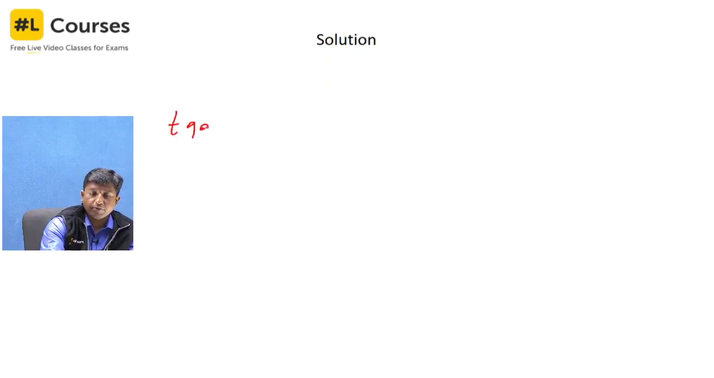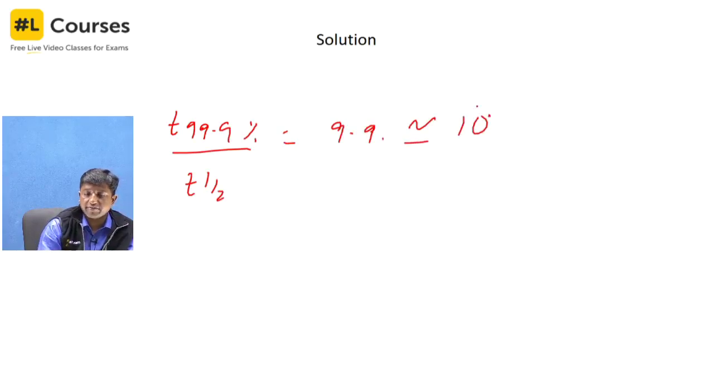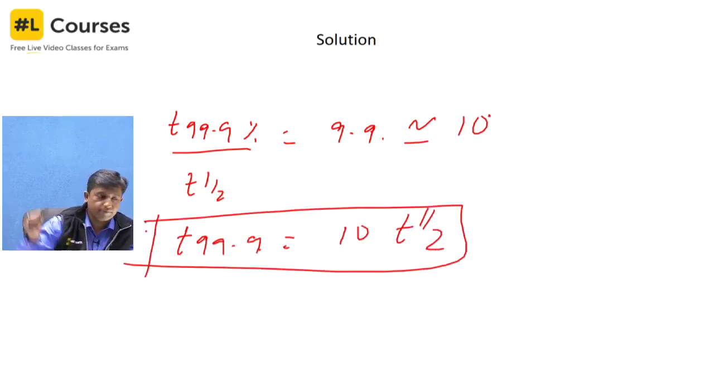T 99.9% divided by T half will be equal to 9.9 if you simplify this, which is almost, we can take it as 10. So T 99.9% will be 10 times the half-life period. This is how we are going to prove this.